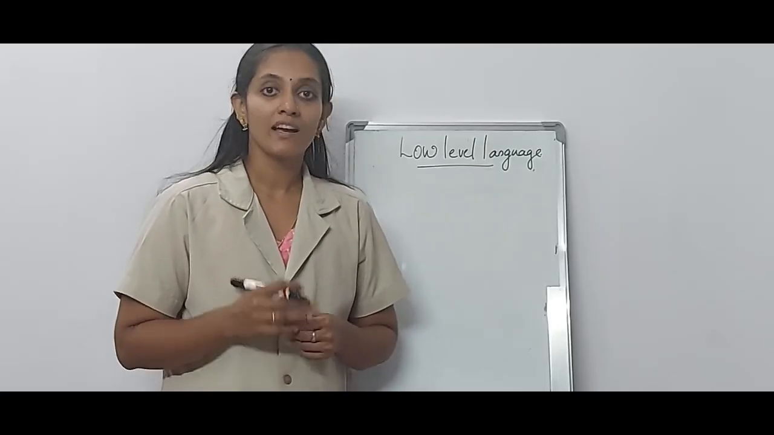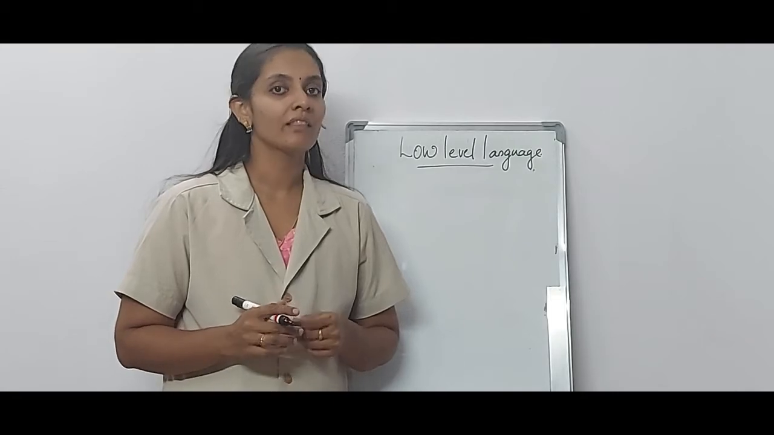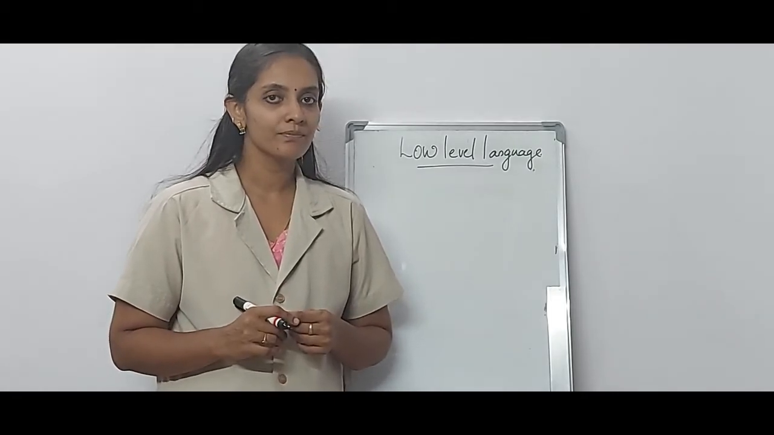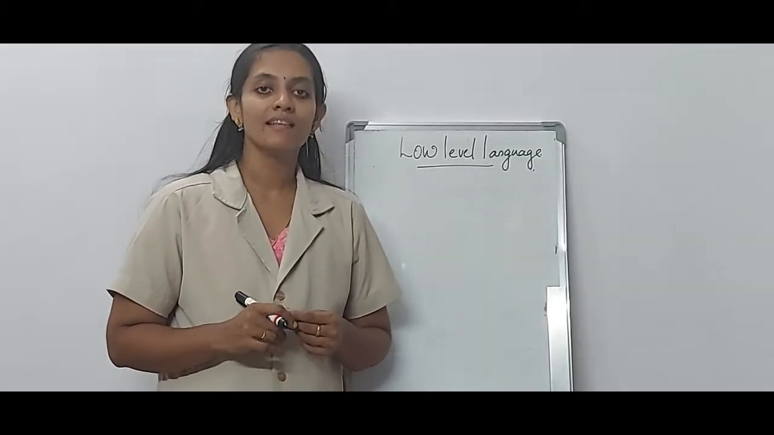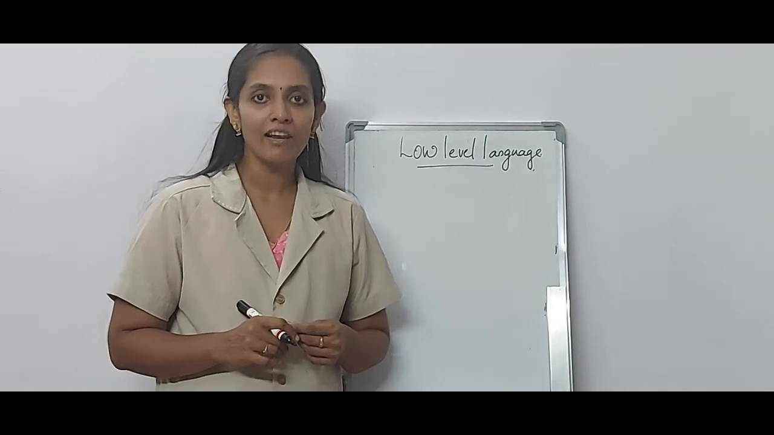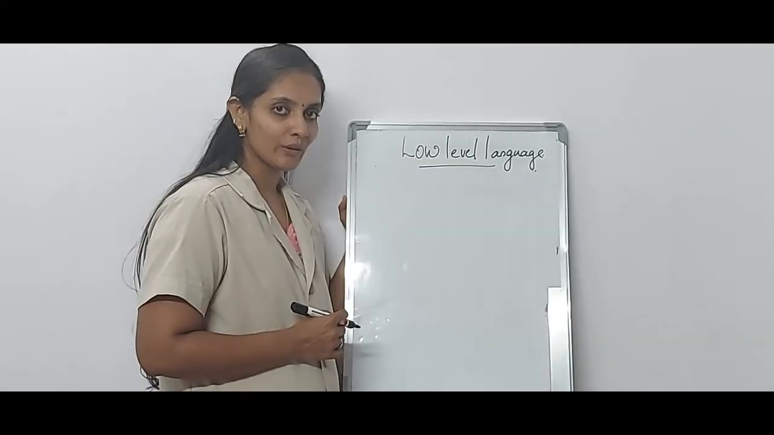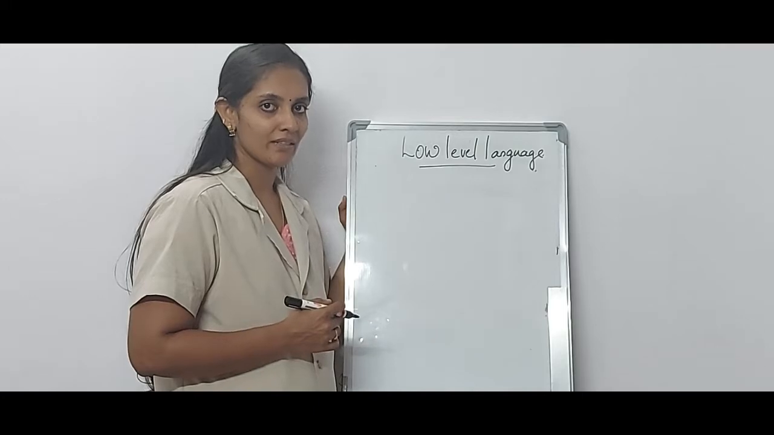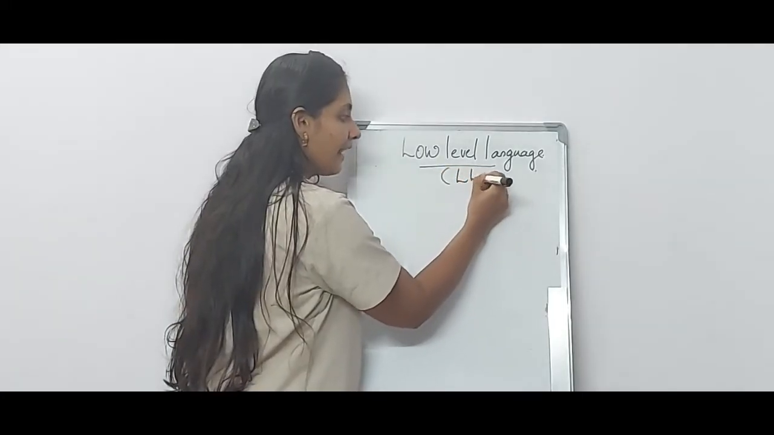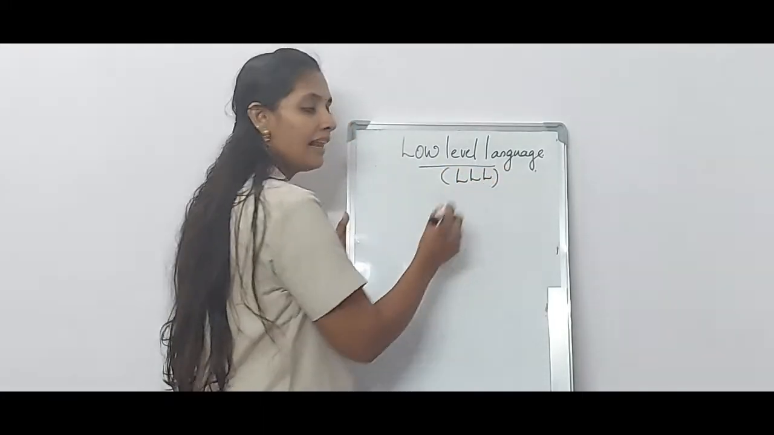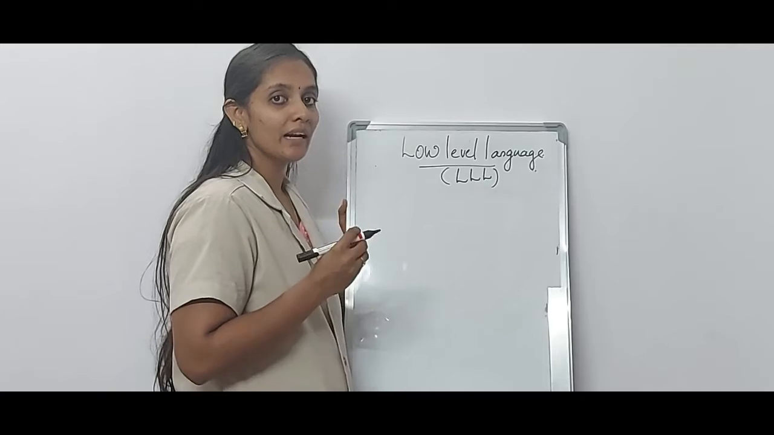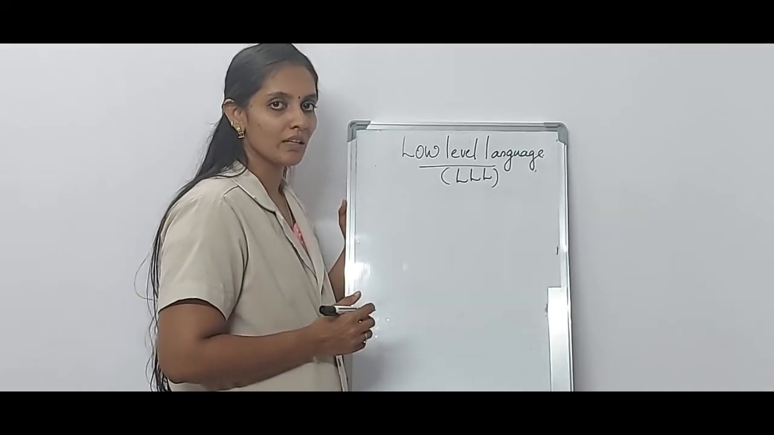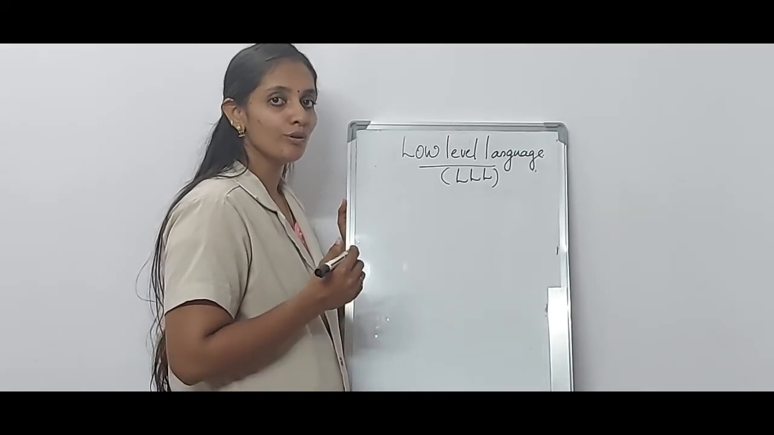Computer language is classified into two types. The first one is low level language. Second one is high level language. Low level language is a programming language that is machine dependent. We can write it as LLL, low level language. It is machine dependent programming language. It is categorized into two.